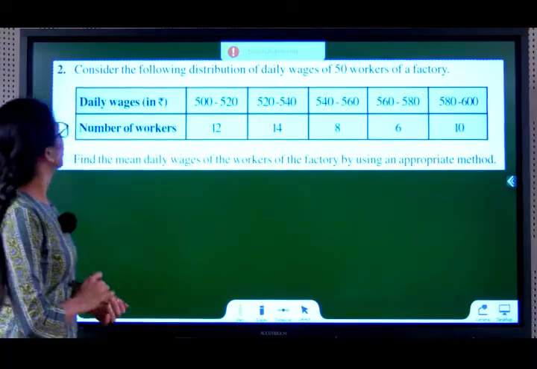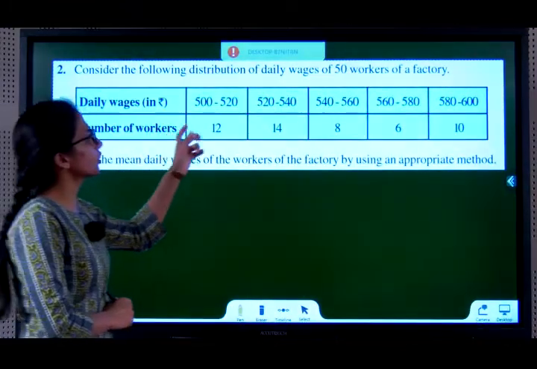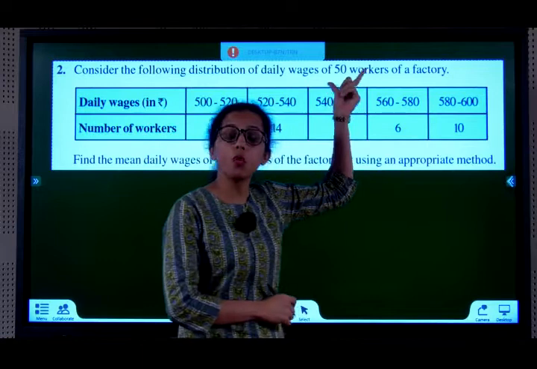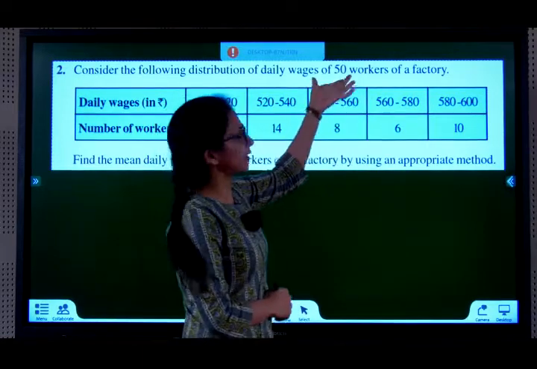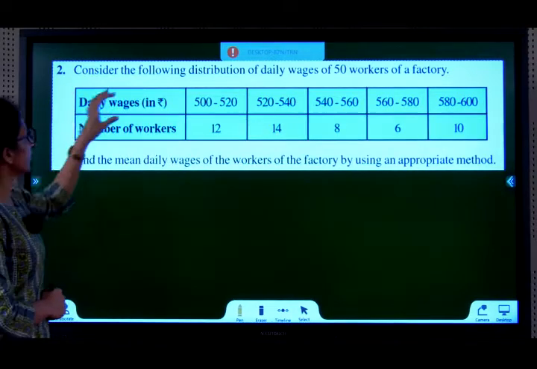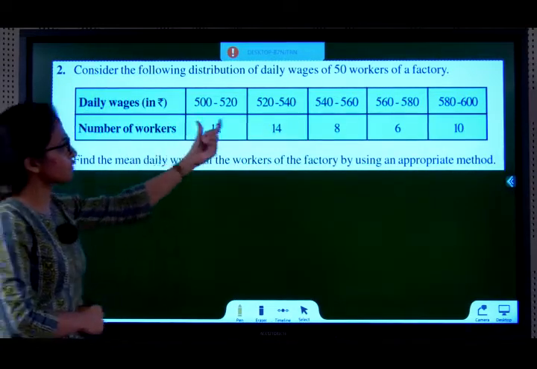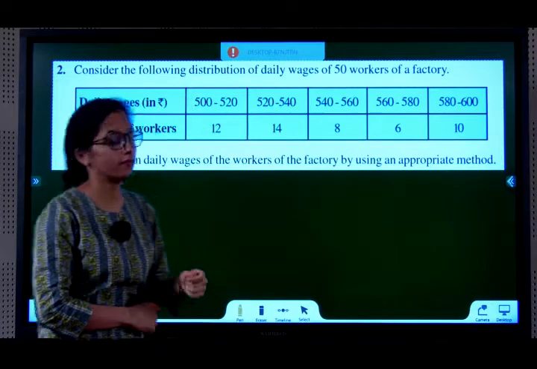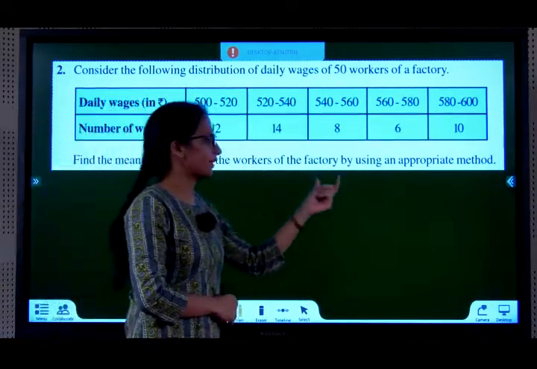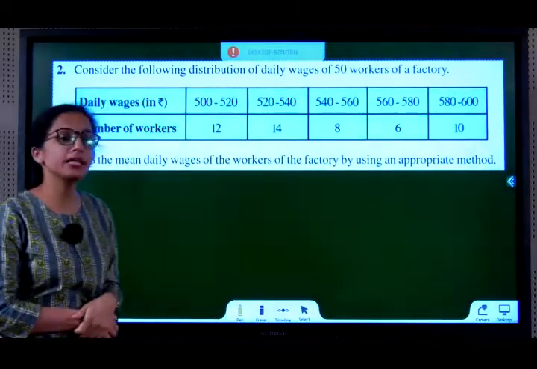Question 2. Consider the following distribution of daily wages of 50 workers of a factory. What is this number 50? Summation f. So they have given daily wages and number of workers. If you add 12 plus 14 plus 8 plus 6 plus 10, you will see it as 50. Find the mean of the daily wages of the workers of the factory by using an appropriate method.